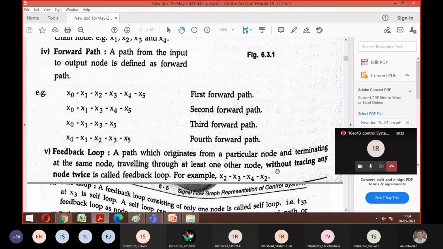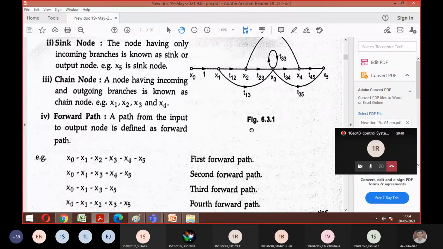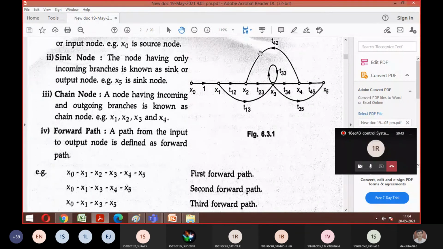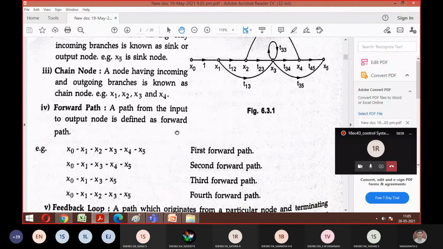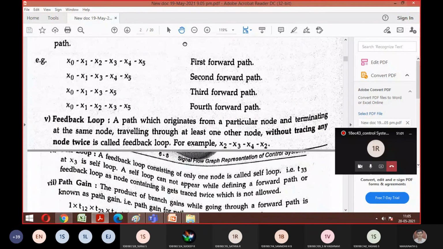So you can underline the words here, without tracing any node twice. See, nowhere have we traced anything twice. We traced and we ended. Starting point and ending point should be the same. That is the meaning of a loop. Is it okay? Any doubts with respect to forward paths and feedback paths?